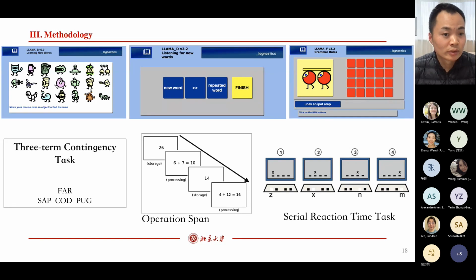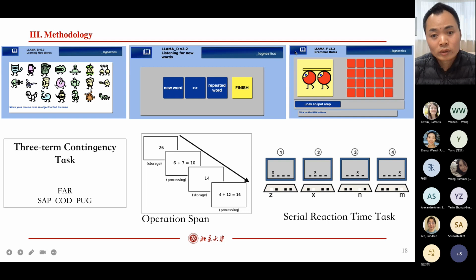And then I also used 6 different aptitude tests. On top are 3 LLAMA tests. The first one is what they call the LLAMA B test, which is a vocabulary learning test. You have to memorize different shapes and then try to memorize which shape goes with which word. And then here's also the LLAMA D test. In this test, you're going to listen to different sounds, different words, and then you're going to recognize whether each word is a normal word or not a normal word.